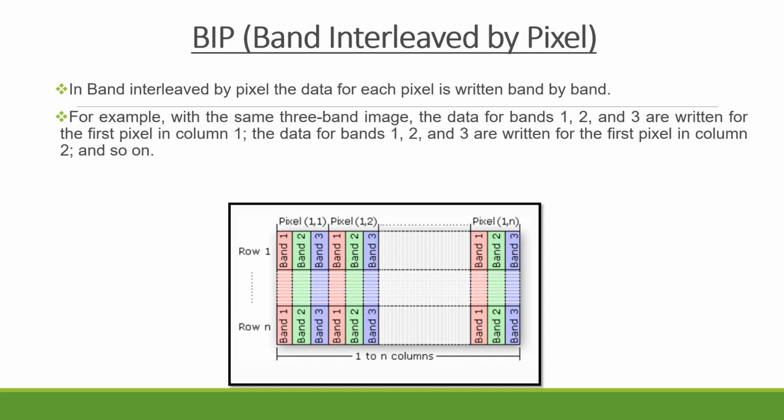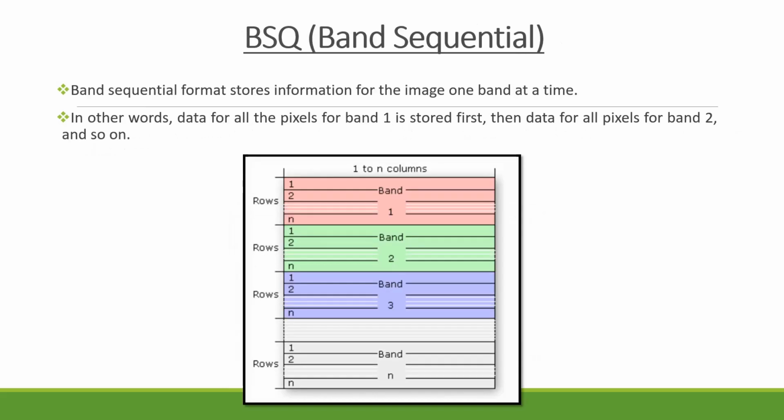Now the last format is band sequential format or BSQ. In band sequential format, we do not save the data line by line or pixel by pixel. In band sequential format, we save our data band by band. Suppose there are three bands which are composing our multiband imagery, that are red, green and blue.